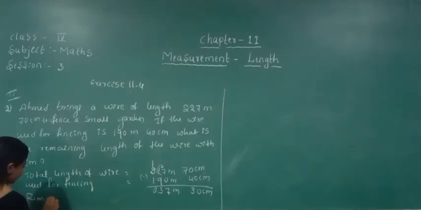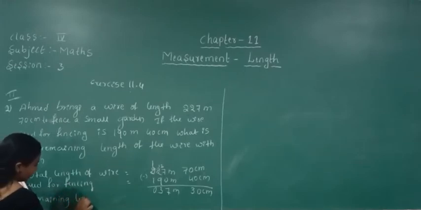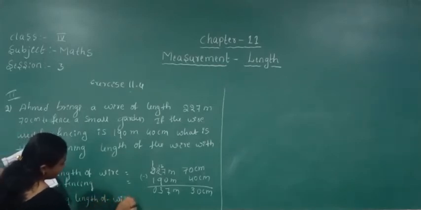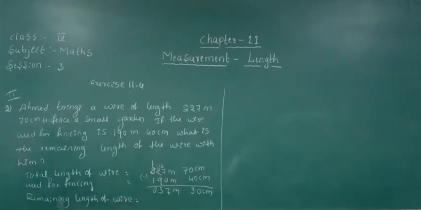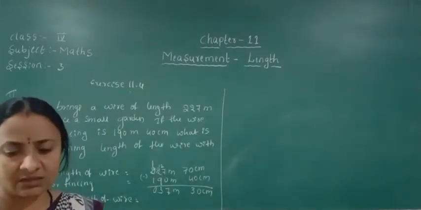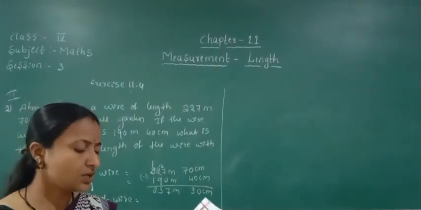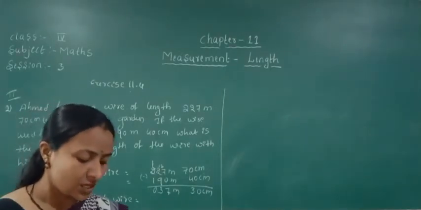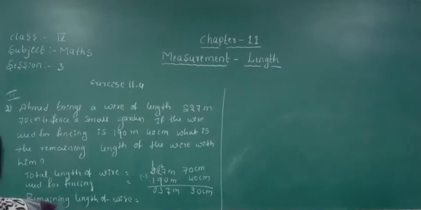Remaining length of wire is 37 meter 30 centimeter. Yes, understood students? The remaining ones in this, you do yourselves. Okay. So next one we can understand.